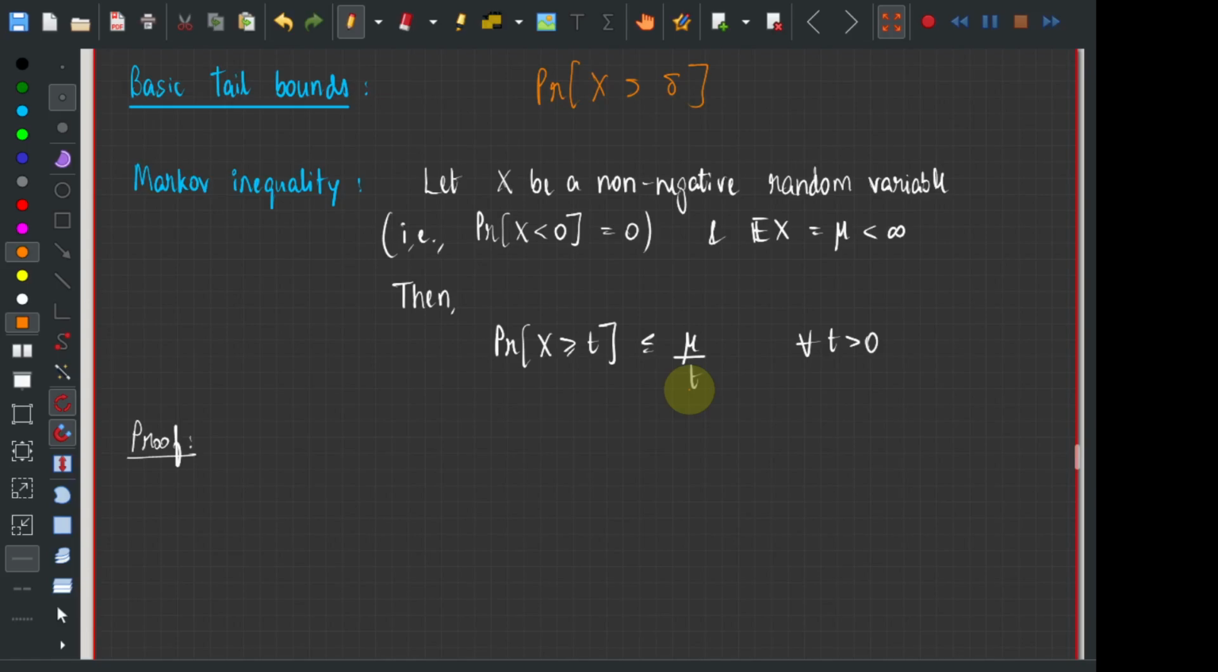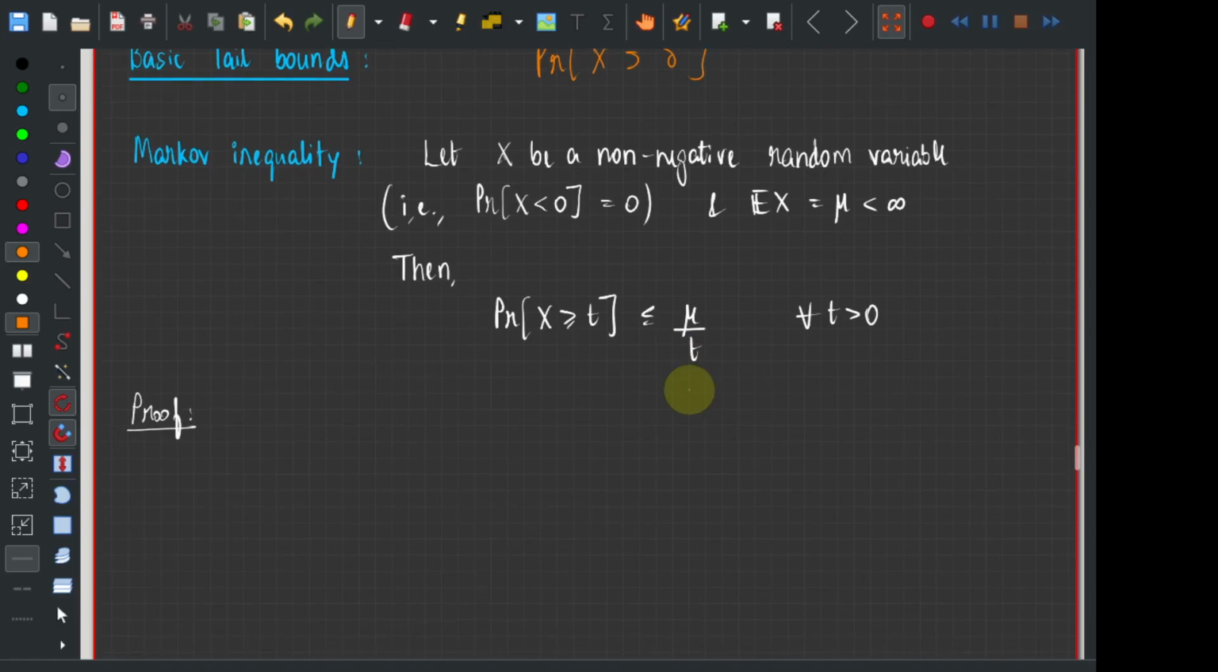Okay. So for starters, let's just derive this particular inequality. How would you derive this? Any idea? All right, so we have mu. What's x? Let's for now assume that x is a continuous random variable. All right, what is the expression for mu?